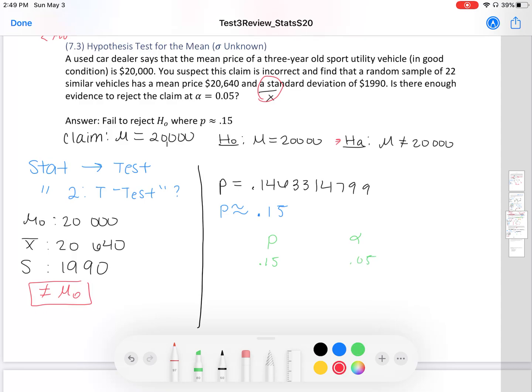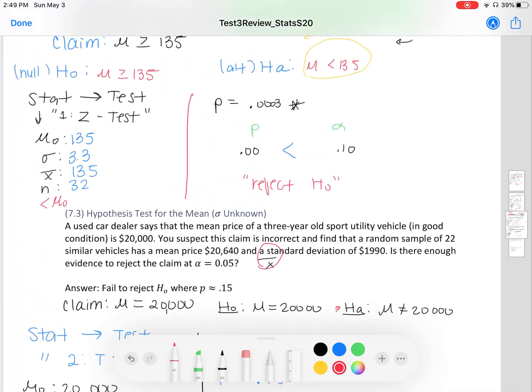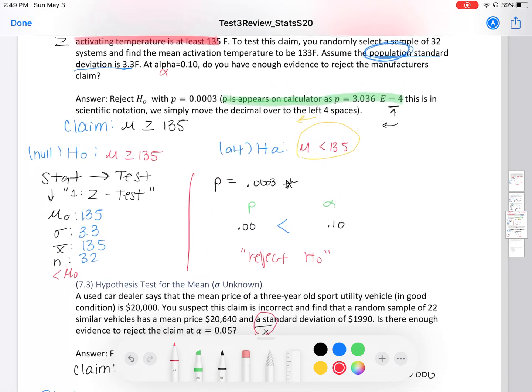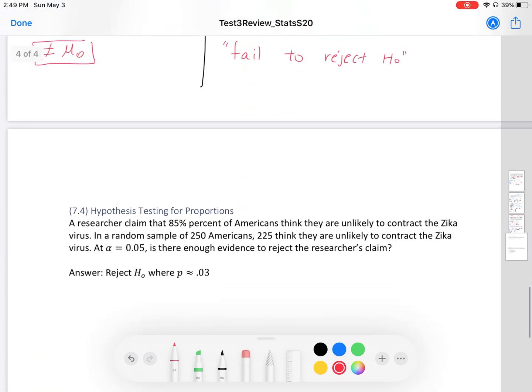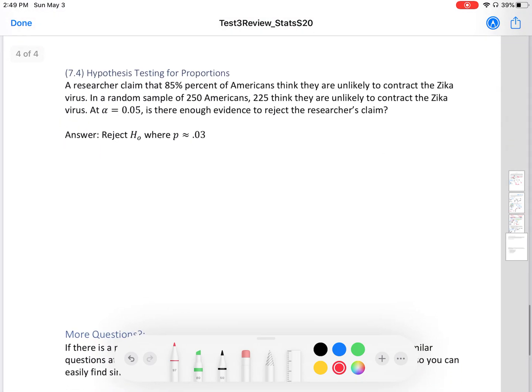What inequality makes this statement true? A greater than? Because it's greater than, our answer is fail to reject that null. All right, so 7.2 was with the population standard deviation. 7.3 was for a sample standard deviation. 7.4 would be with proportions, similar to our confidence intervals.